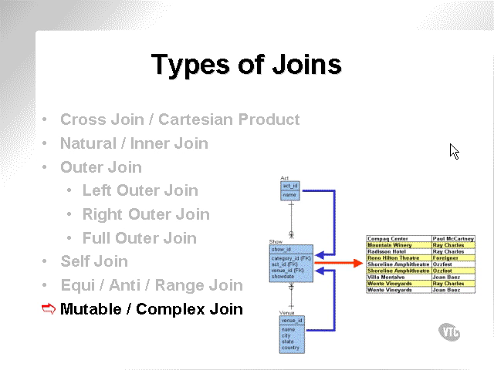A mutable join is a join between more than two tables. A complex join is the same as a mutable join. It's a join between more than two tables, apart from the fact that it has added filtering.